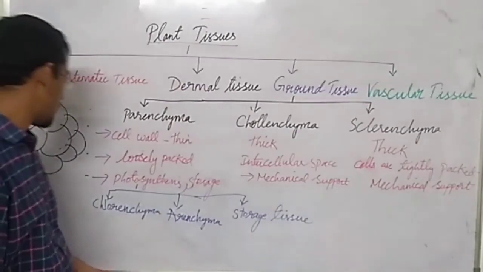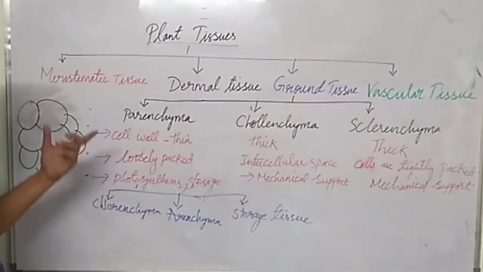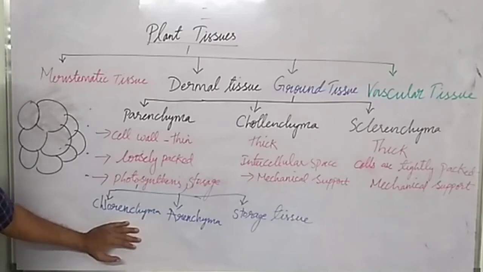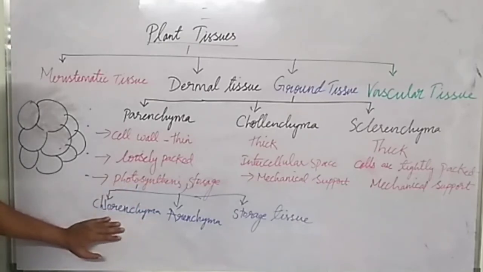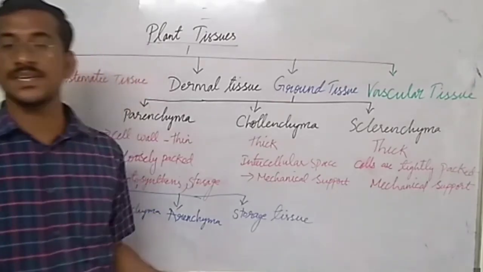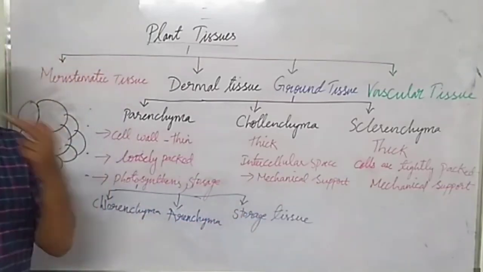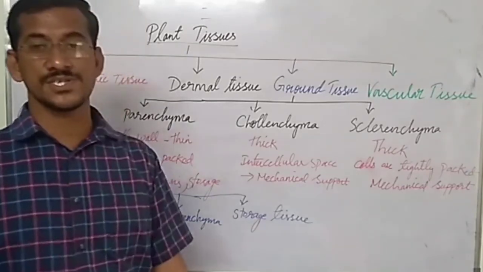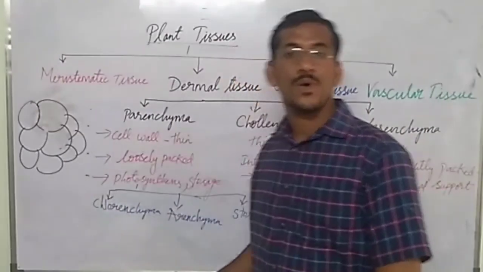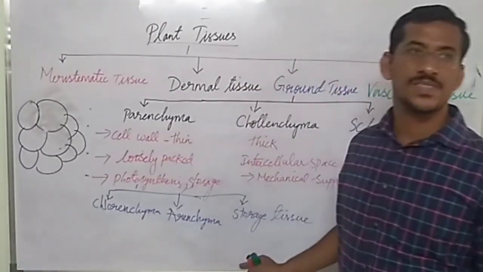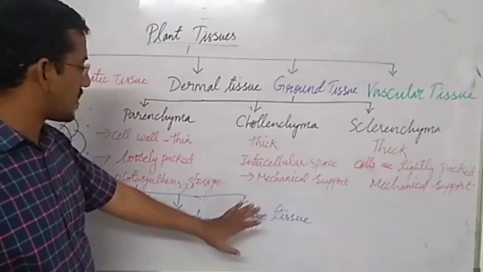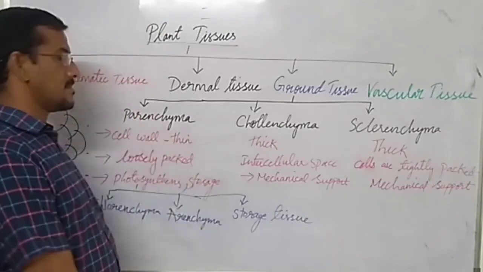So what do you mean by this? Chlorenchyma means the parenchyma cells which have chlorophyll and which help in photosynthesis. They are called chlorenchyma. Next type is aerenchyma. These cells are loosely packed and they store air. These are filled with air. That's why these are called aerenchyma. Next, storage tissue. They store water and food. That's why these tissues are called storage tissues. So, chlorenchyma, aerenchyma, storage tissue. These are the three types of parenchyma tissues.